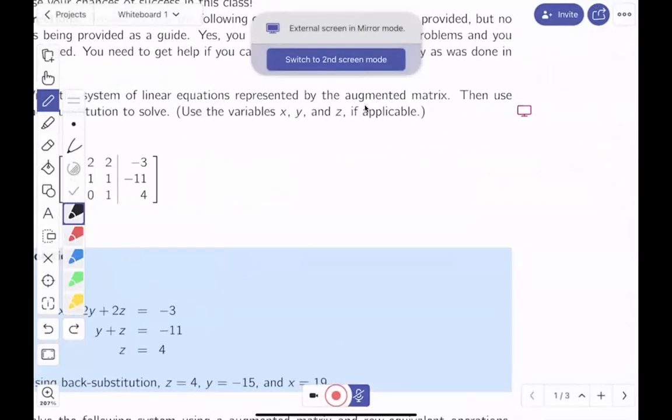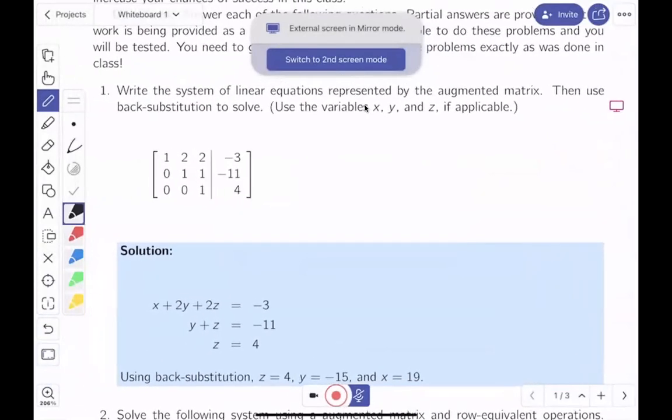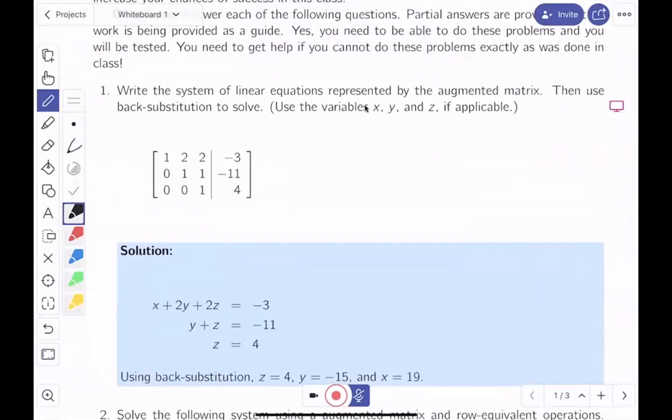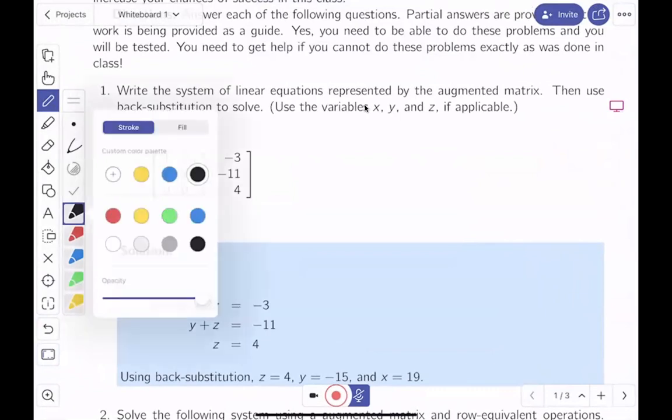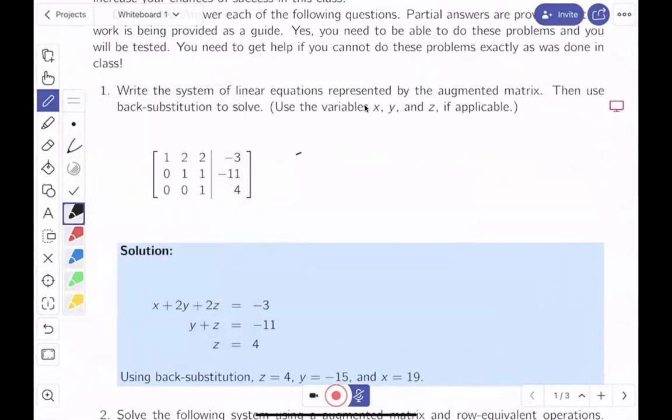All right, let's do number one. What does it say? Write the system of linear equations represented by the augmented matrix, use back substitution to solve it, assume the variables were x, y, and z. So let's put row one down. Row one is going to be 1x plus 2y plus 2z is equal to -3. Row two, no x's, but there'll be 1y and 1z, and that will be -11.